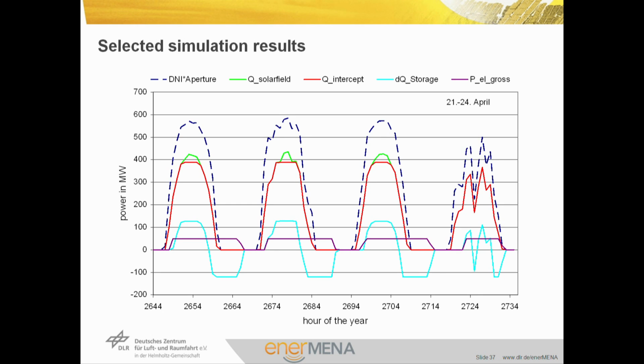The solar field output, in this case heliostat field output, is the green line, and the intercept power is the red line. This is actually lower than the green line, particularly for hours with very high irradiation. In these hours, some parts of the heliostat field have to be defocused in order to avoid overheating of the receiver. We can also see the storage charging and discharging and the electrical gross output, which is shown in purple.